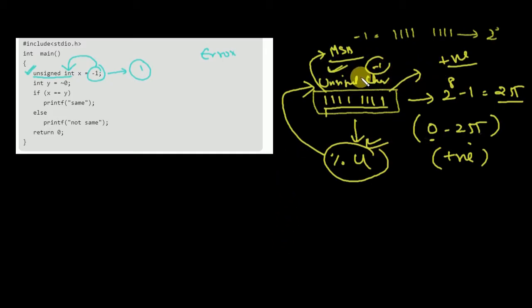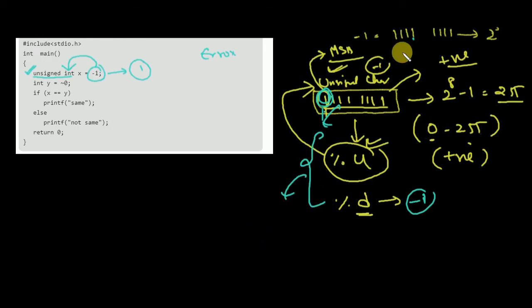If I take the data using %d, then I'll get -1, because %d treats the MSB as the sign, so my answer will be -1. Since here the MSB is 1, it is a negative number. If you find its 2's complement, you'll get -1. How you take the data out matters; how you store it doesn't.